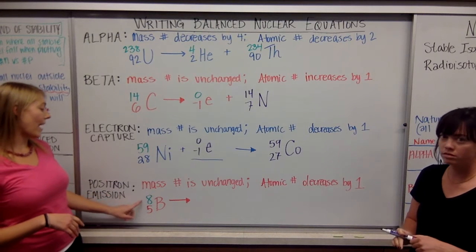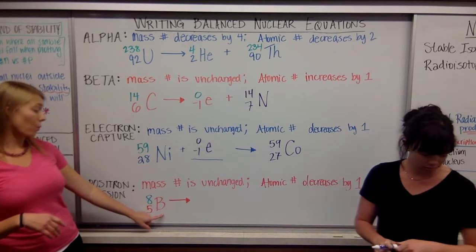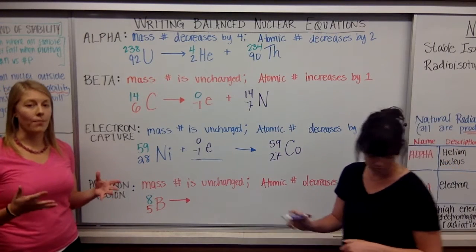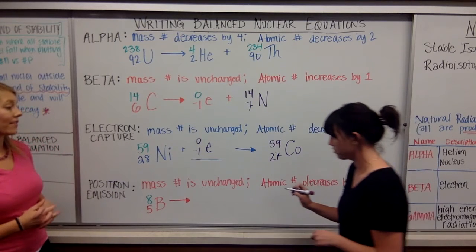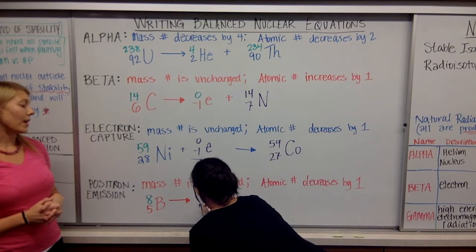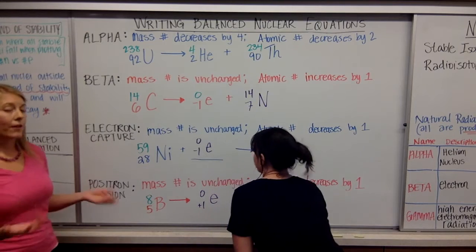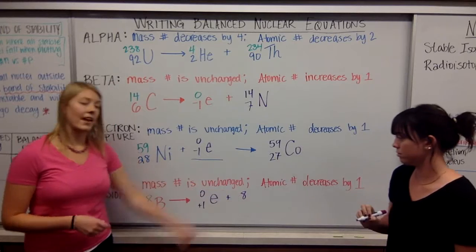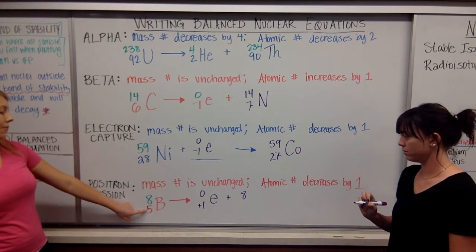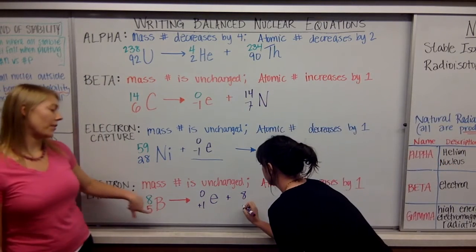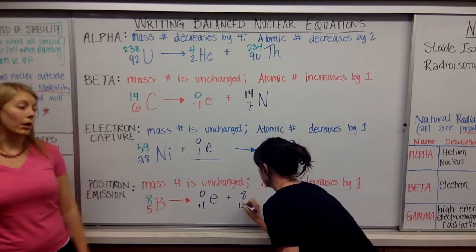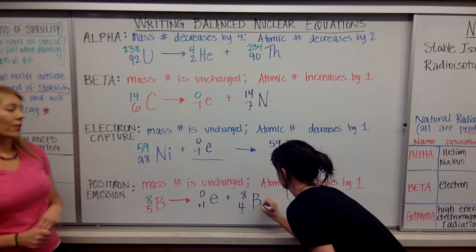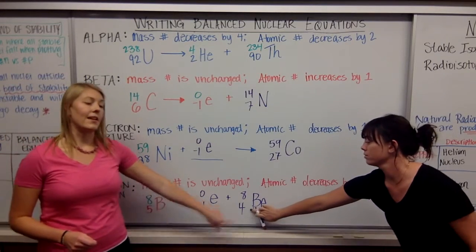All right, so if we have 8,5 boron, in positron emission, we're now giving off a positron particle, which is positive. So 0, plus 1e will be our positron particle. And we need to figure out what new nucleus is formed. 8 on the left, 0 plus 8 on the right for my mass, 5 for my atomic number on the left. So we're going to have 4, because 4 plus 1 gives us 5 in the products. If you look on the periodic table at atomic number 4, you'll see that it is beryllium.